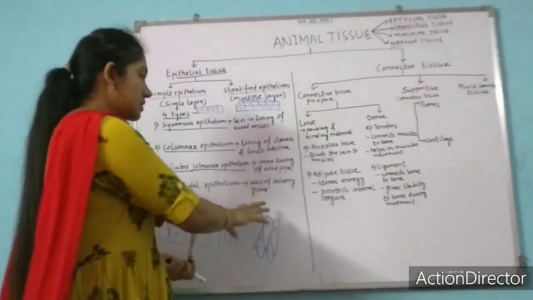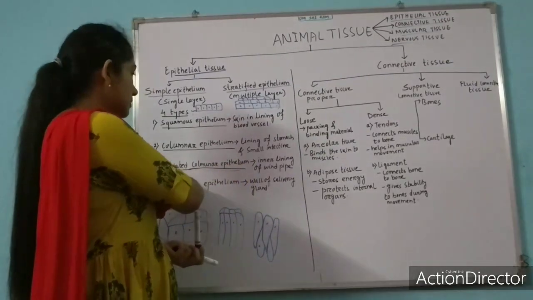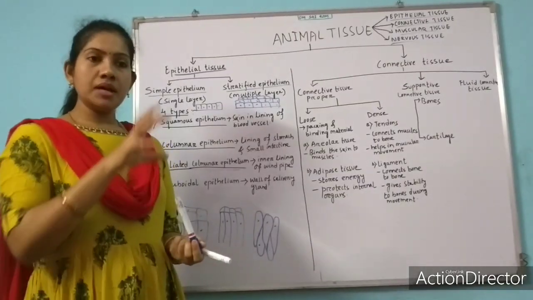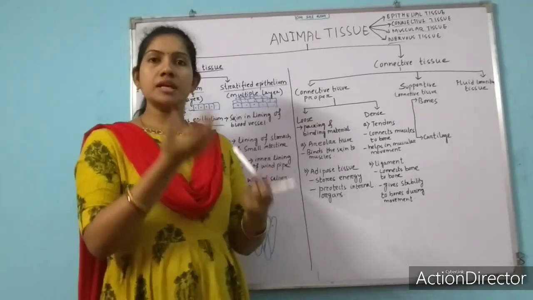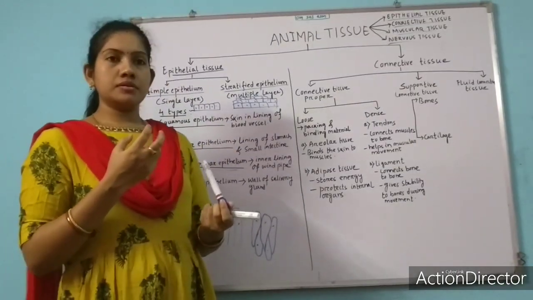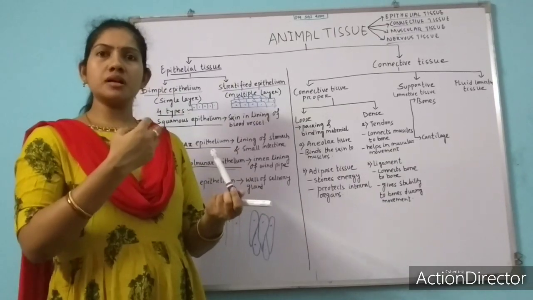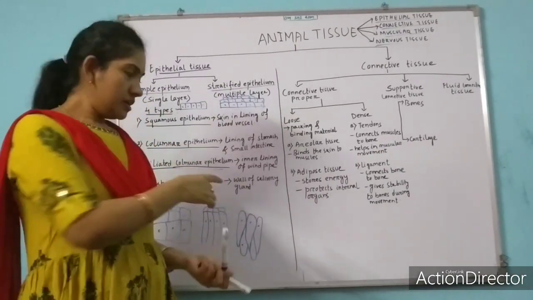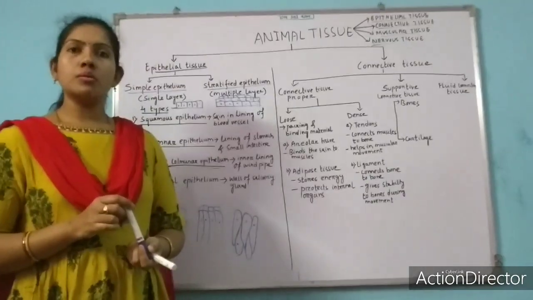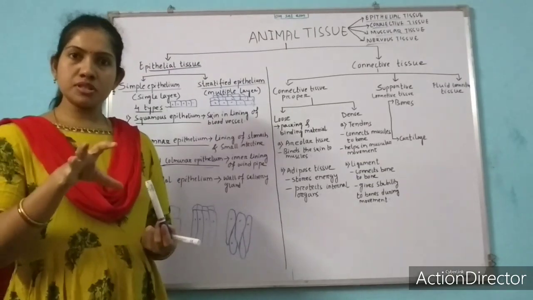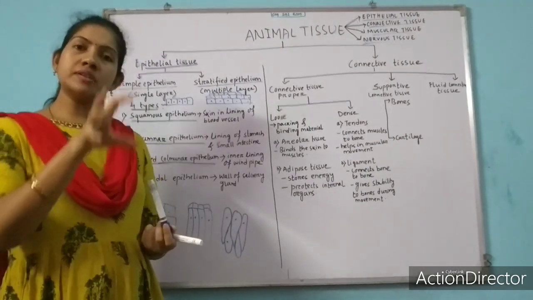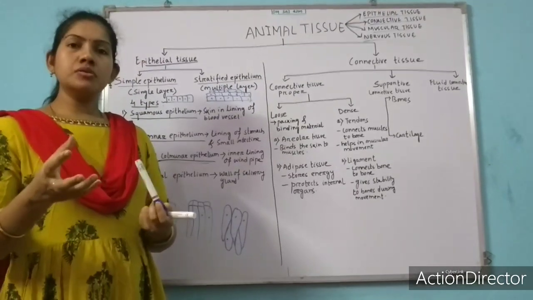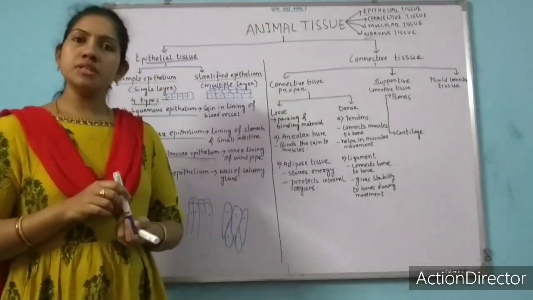Also, the cilia present in the ciliated columnar epithelium trap the dust particles. Sometimes when we inhale, if dust comes, it will be trapped by the help of ciliated columnar epithelium. So it helps the air to move smoothly, and also it traps any unwanted particle that comes with air.